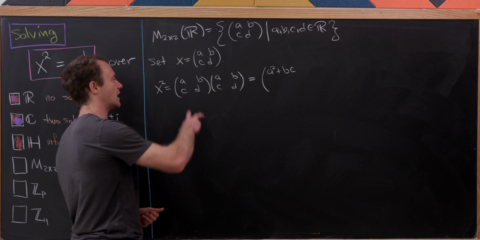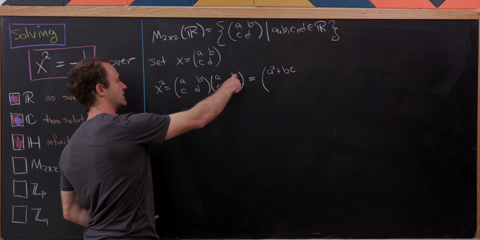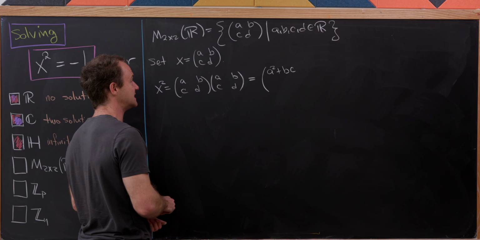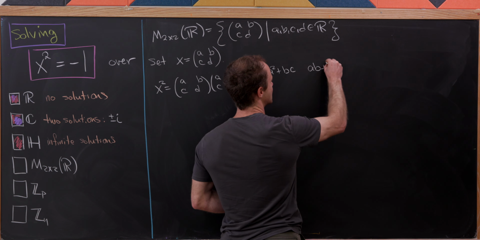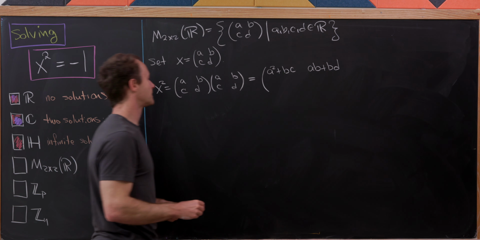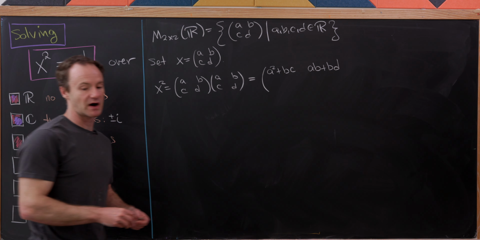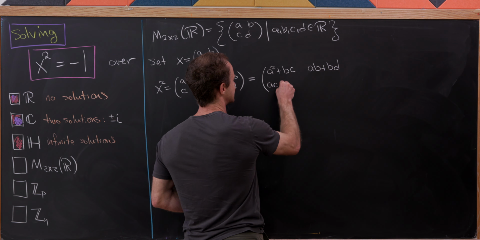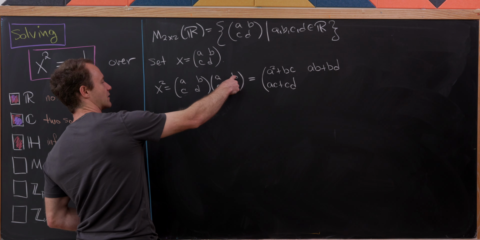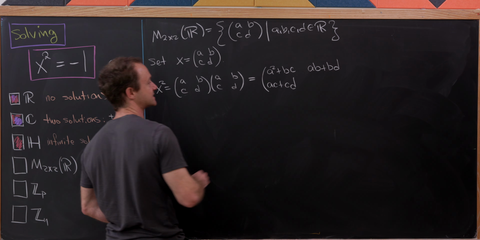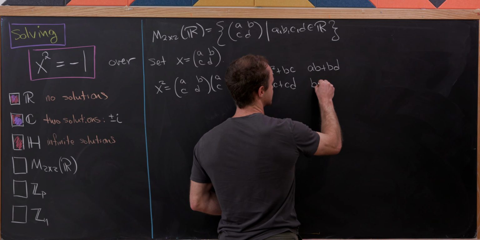Okay, now moving on, we'll have this ab swiveling into this bd. That'll give us ab plus bd. So there we have that there, ab plus bd. And then similarly in this bottom left entry, we have ac plus cd. And then finally, swiveling this around, we have bc plus d squared. So there it is, bc plus d squared.